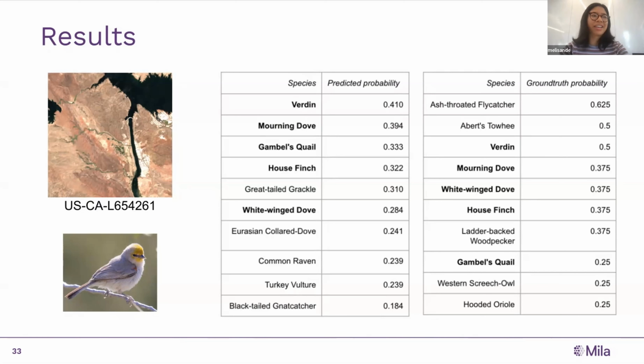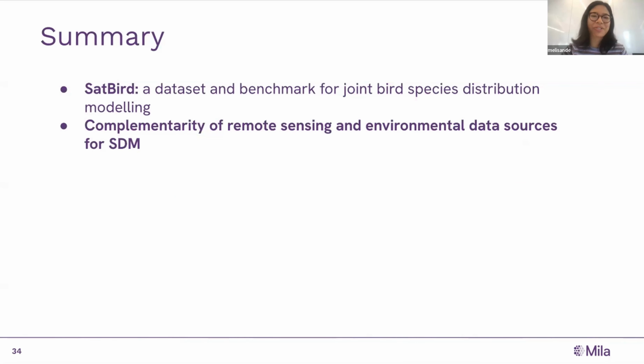This was a really nice thing to observe in our models, that it was able to predict things that are fairly rare, and not just mourning doves that are found everywhere. I mean, it does also predict mourning dove, but that was interesting.